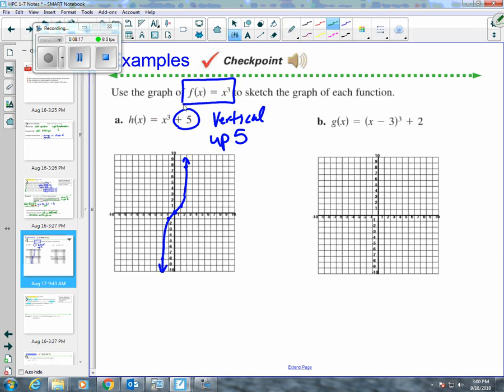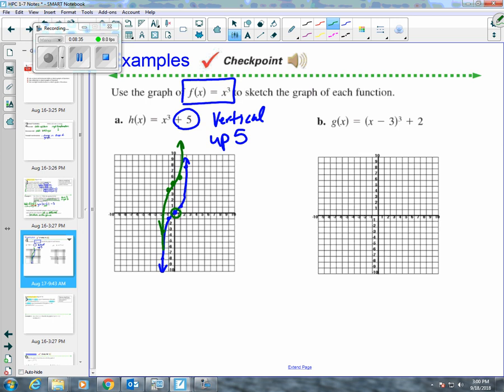Well, you can just do that point by point. Think about that symmetry point. It's going to move up 5, so now it's going to be at (0, 5). The point that was at (1, 1) is now going to be at (1, 6). The point that was at (-1, -1) is now going to be at (-1, 4). Same size and shape, but it's translated up 5 units.